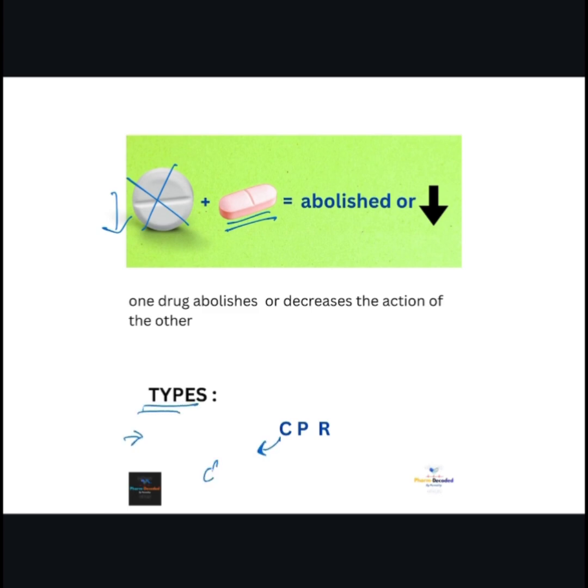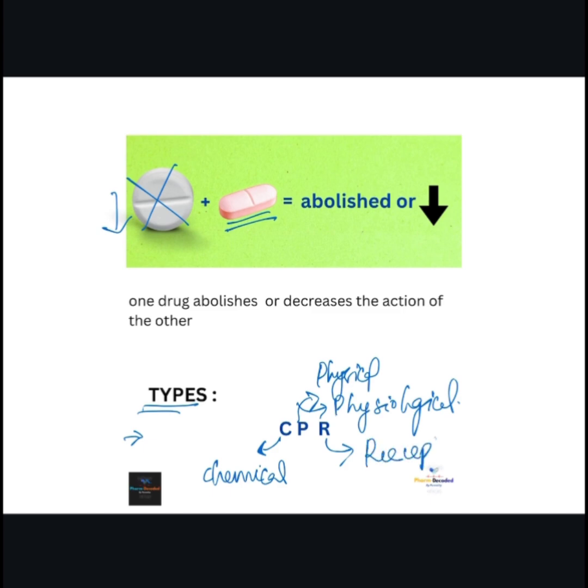C stands for chemical, P stands for physical and physiological, and R stands for receptor. So these are the four types of antagonism remembered with the mnemonic CPR. C stands for chemical, P stands for physical and physiological, and R stands for receptor.